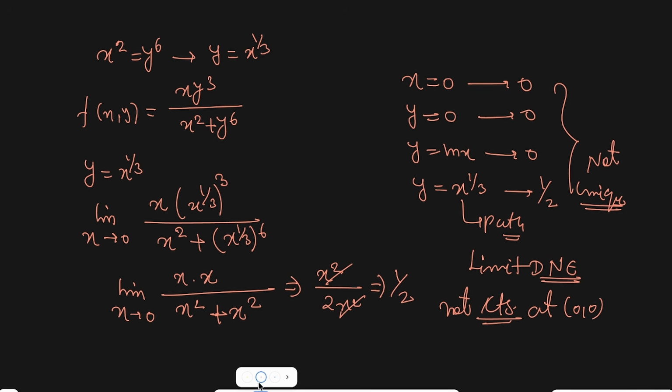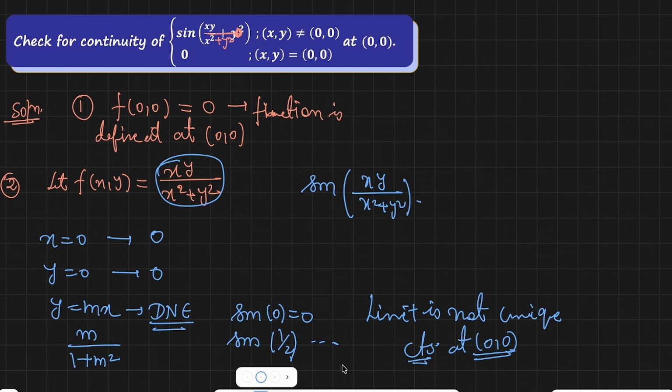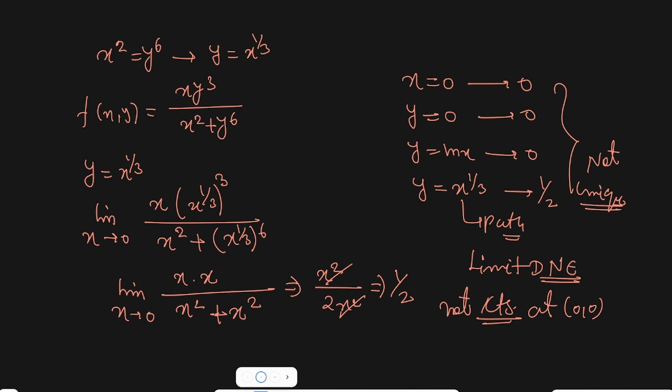You write it here: this function is not continuous at 0 comma 0. This is how we are checking the limit for different possible paths. This is very important, you keep it in your mind.